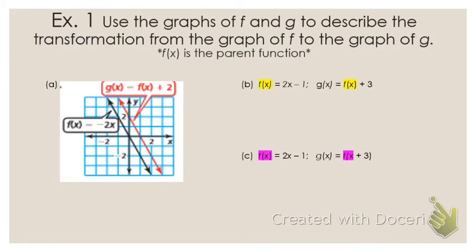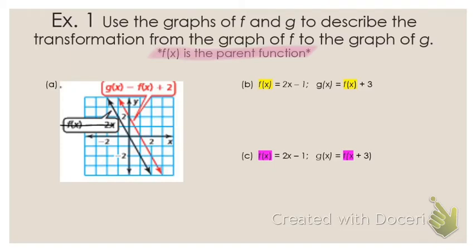Example number 1 says use the graphs of f and g to describe the transformation from the graph of f to the graph of g. Now, first things first, highlight f of x is the parent function. Because once again, I need you to understand f of x is the original problem. That's not where we're looking for the transformation. So here's what you're going to see me do. I'm going to go to the problem and I'm actually going to cross out the parent function so I don't get confused. I am not looking at f of x equals negative 2x right now.